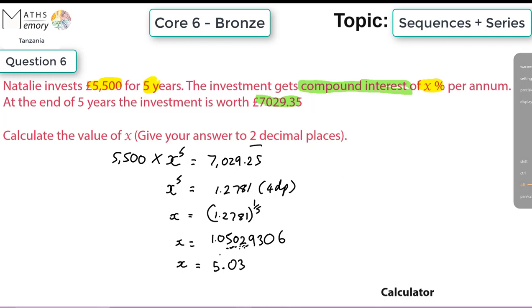So please make sure you go through that and you understand that, because that could easily come up as well. It's quite a challenging question, how to find out the hidden percentage rate in a question.